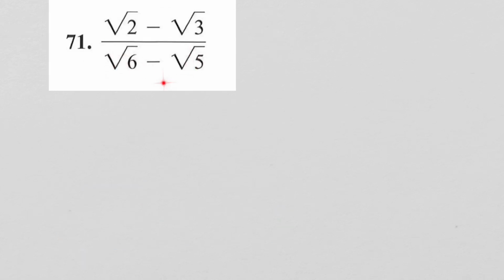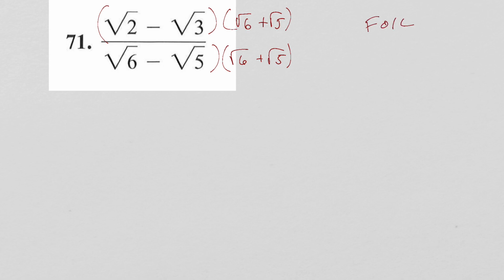Okay, we have a binomial in the bottom, and notice that these radicals are 1 apart. I'm going to end up with 1 in the denominator, which is going to disappear, but let's show it. I have root 6 plus root 5 and root 6 plus root 5 in the numerator. Because I have a binomial times a binomial, I'm going to need to FOIL.